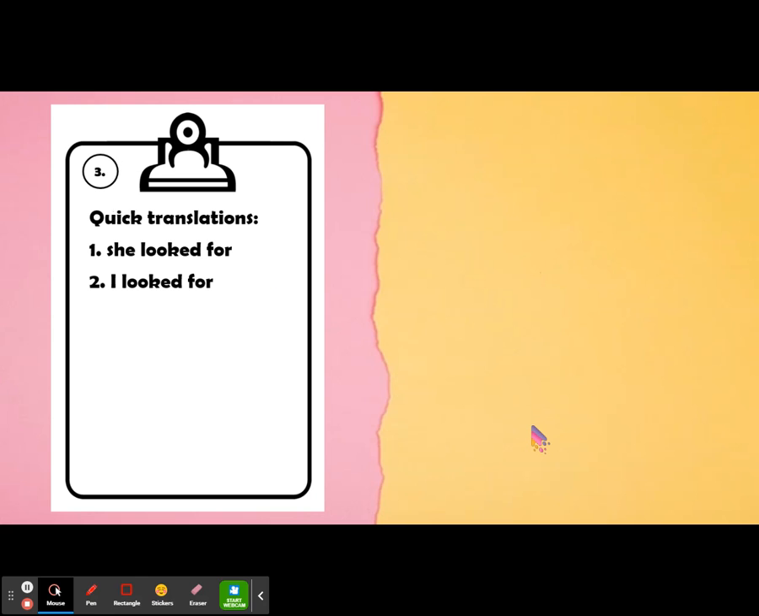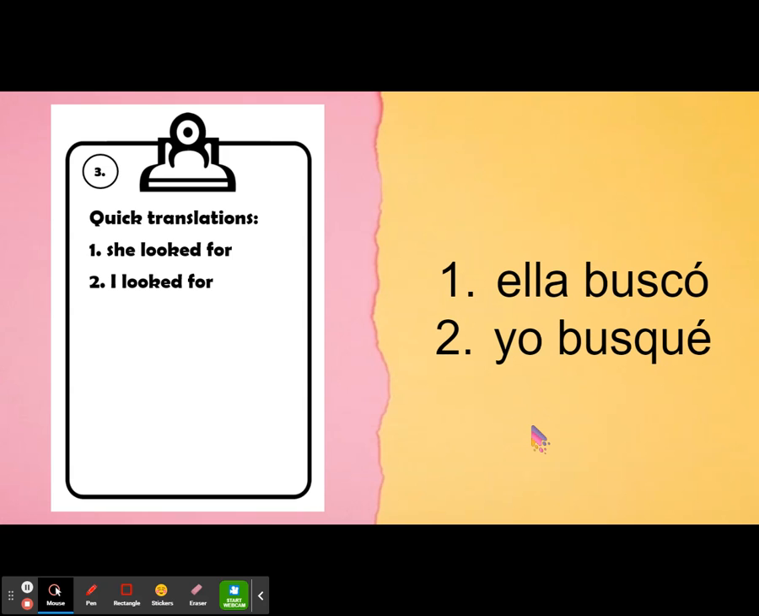All right, number three, quick translation. So she looked for, I looked for. You're going to conjugate those for me. To look for is buscar. So write down, how would you say she looked for and I looked for? All right, and we should have ella buscó, yo busqué.